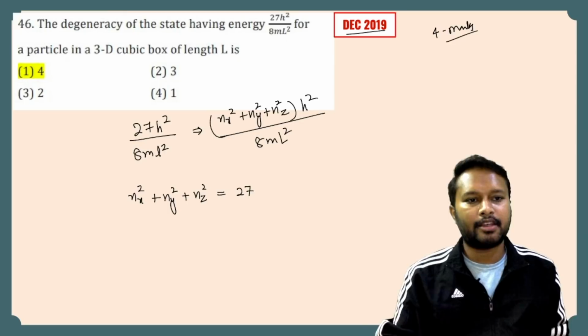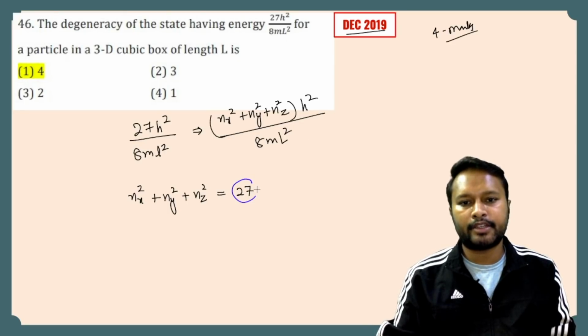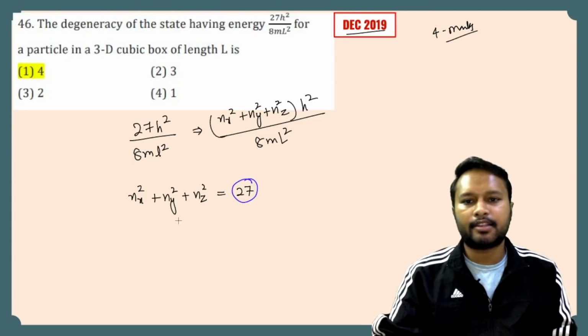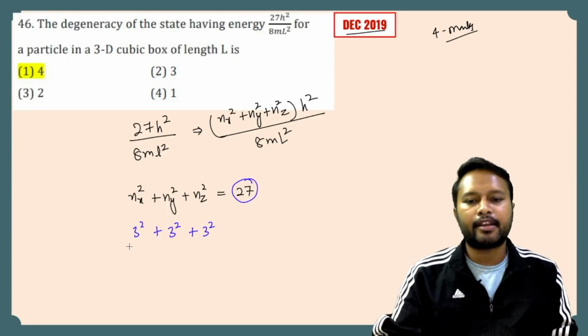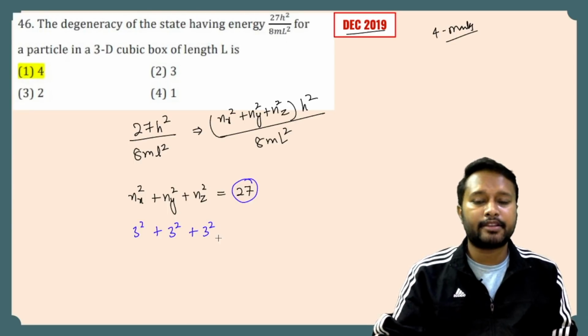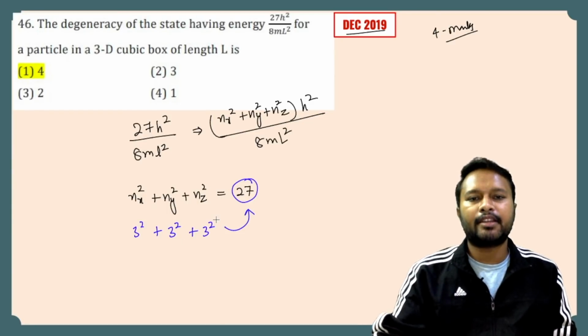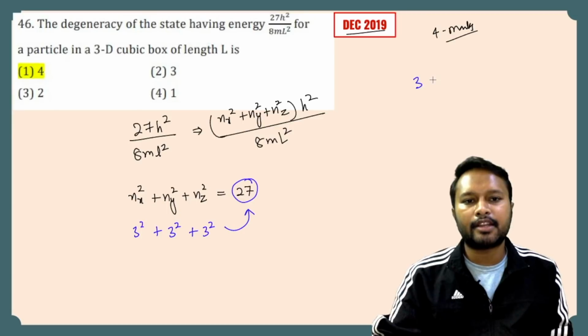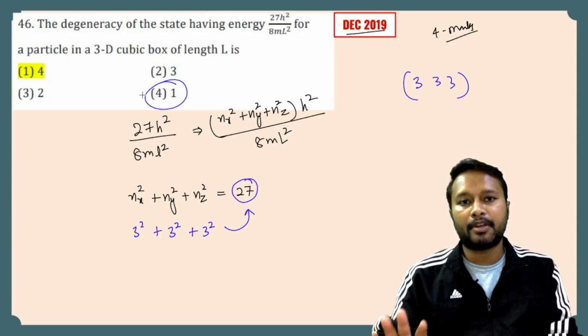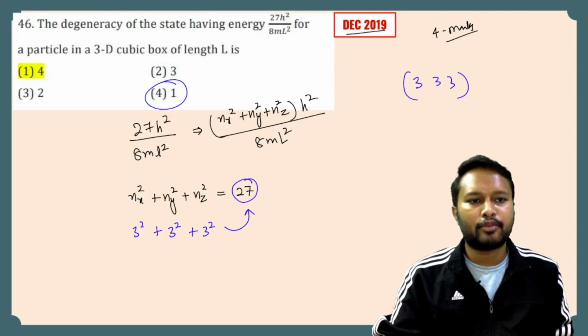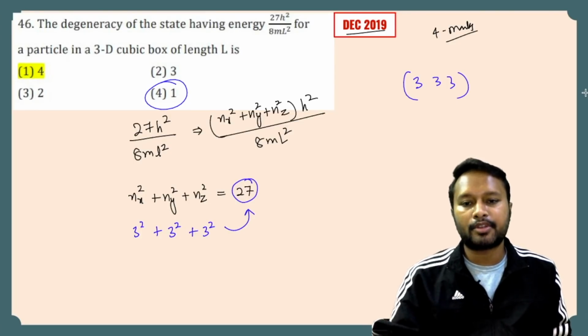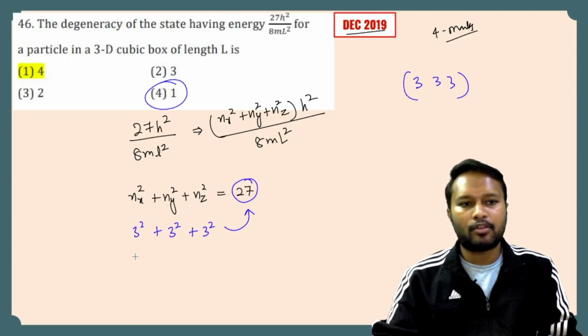Basically, in the exam, I'll tell you what happened actually. The students got 27. They got very excited and they just did 3 square plus 3 square plus 3 square. So 3 square is 9, plus 9 is 18, plus 9 is 27. So they got 27 and said okay fine, we got one combination, that is 3, 3 and 3. So the answer should be 1. Most of the people did that, but that's not the correct way of doing it. You have to look for whether there are other options or not. So just see, there is one more combination which is possible.